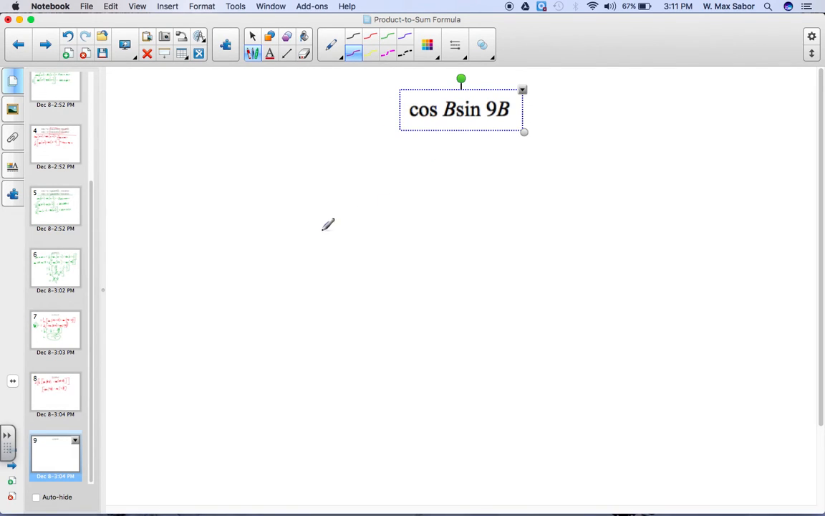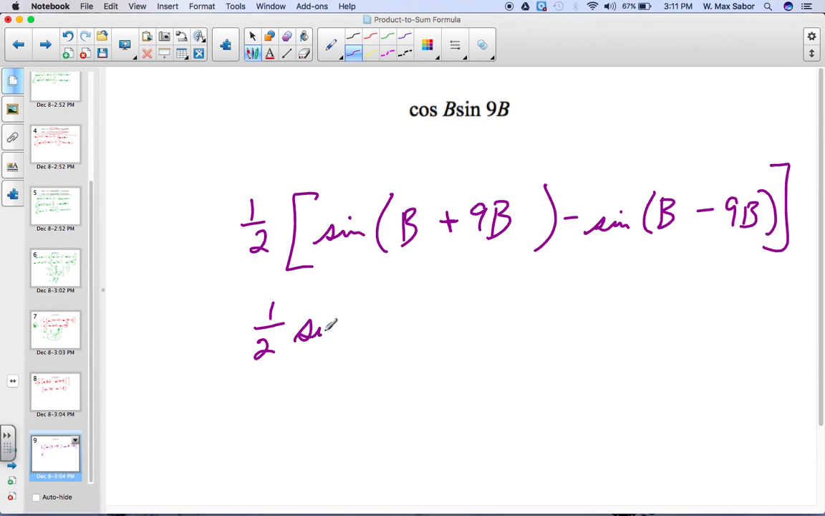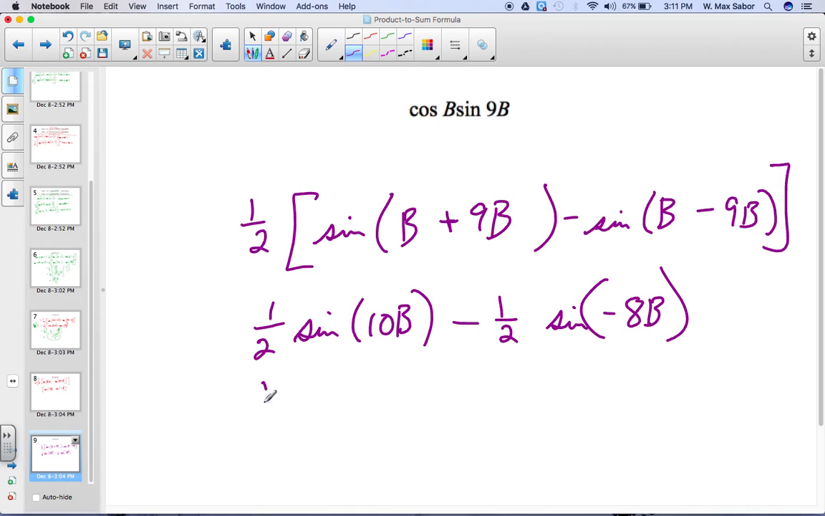Here we have cosine b and then sine of 9b. That's 1/2 the sine of the sum minus the sine of the difference. So what is this? b plus 9b, and this is b minus 9b. So this is 1/2 sine of 10b. You can't distribute that. This is -1/2 sine of -8b. What we can do is, because sine is odd, I'll usually rewrite that as positive 8b.